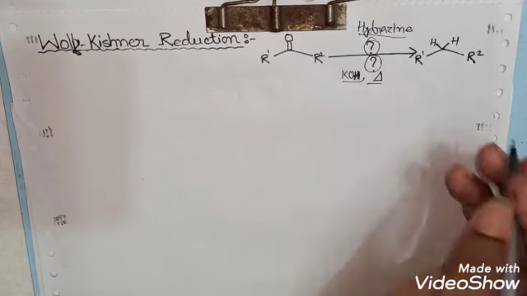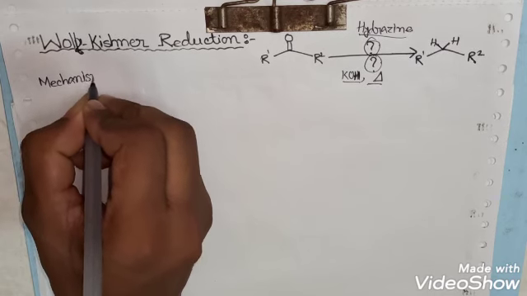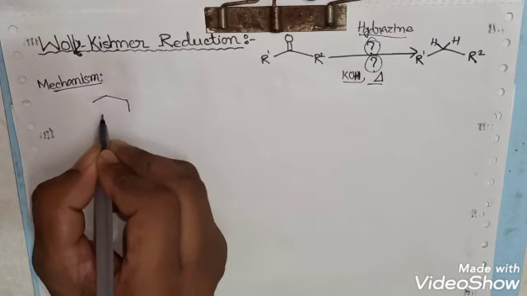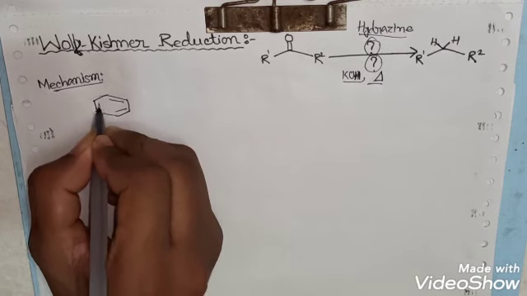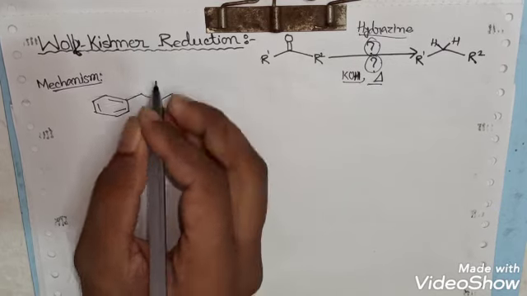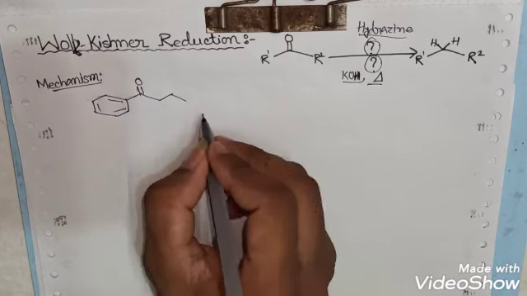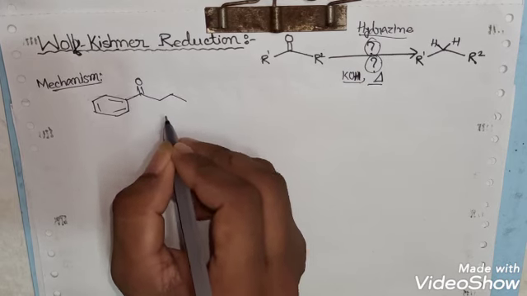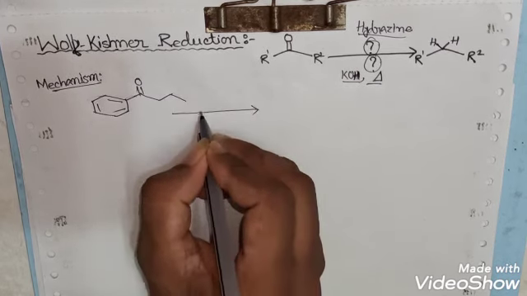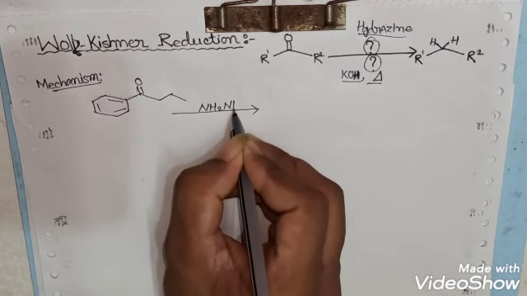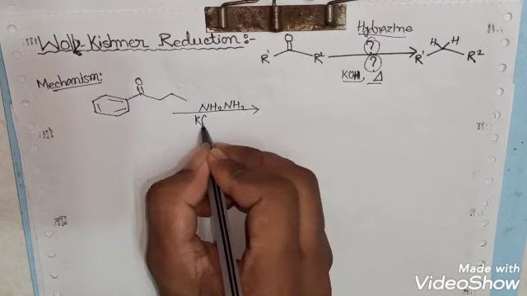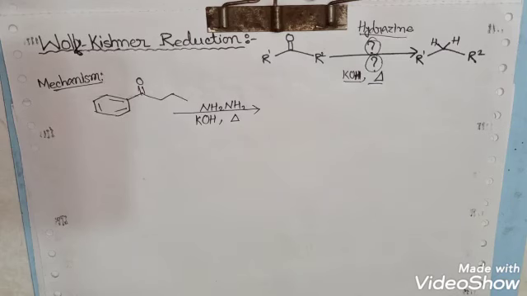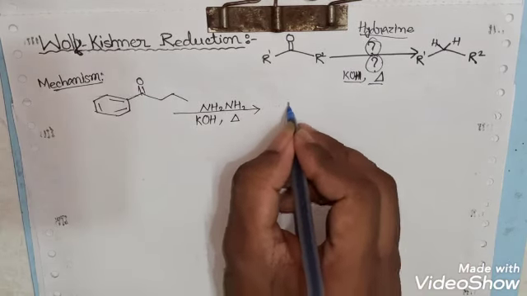The mechanism of Wolff-Kishner reduction is, so let's take a suitable example. This is basically a ketone molecule. This is today's starting material, which will be reduced at the end of the day. So we will use hydrazine, NH2NH2, and a base like potassium hydroxide and a thermal condition. So let's go into the mechanism.